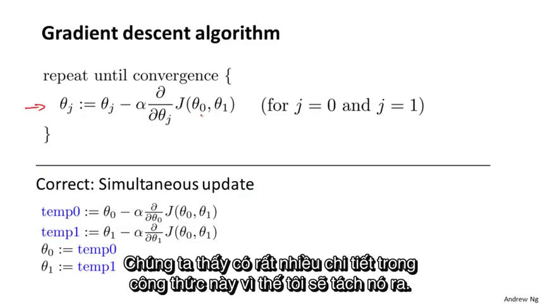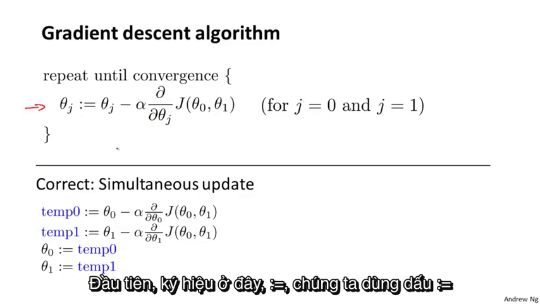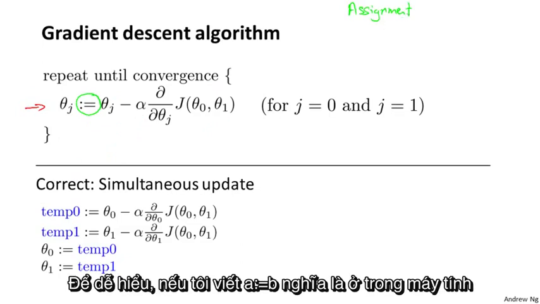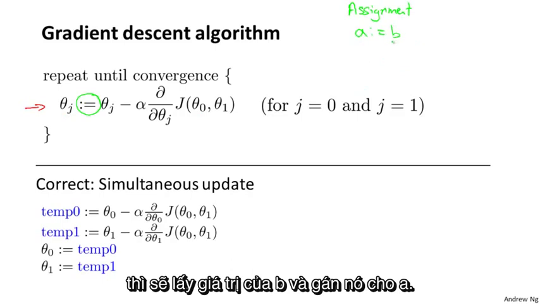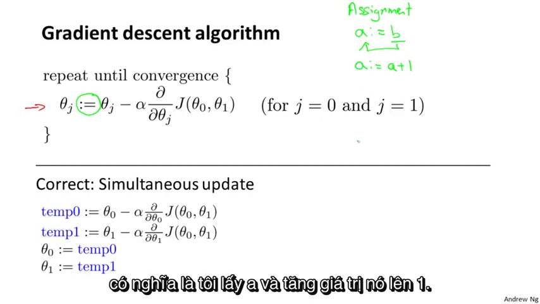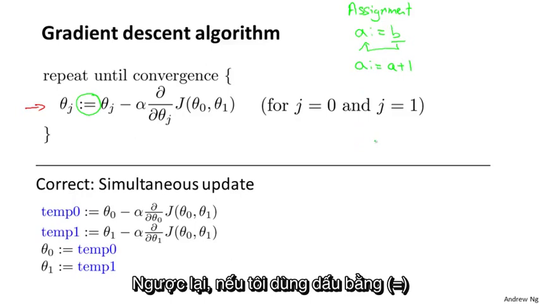There are a lot of details in this equation, so let me unpack some of it. First, this notation here, colon equals, I'm going to use colon equals to denote assignment. So the assignment operator. Concretely, if I write A colon equals B, in a computer, this means take the value in B and use it to overwrite whatever value is in A. So this means set A to be equal to the value of B. Okay, so it's assignment. And I can also do A colon equals A plus 1. This means take A and increase its value by 1.